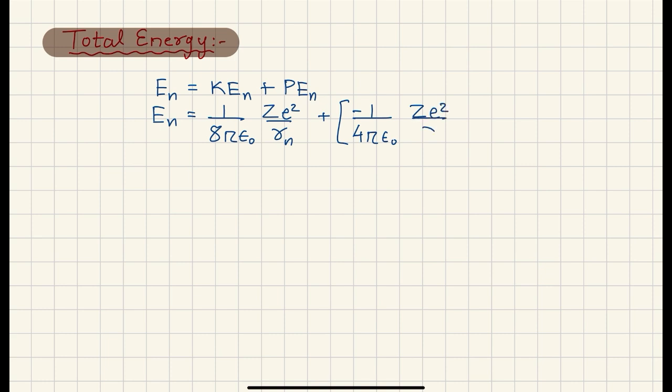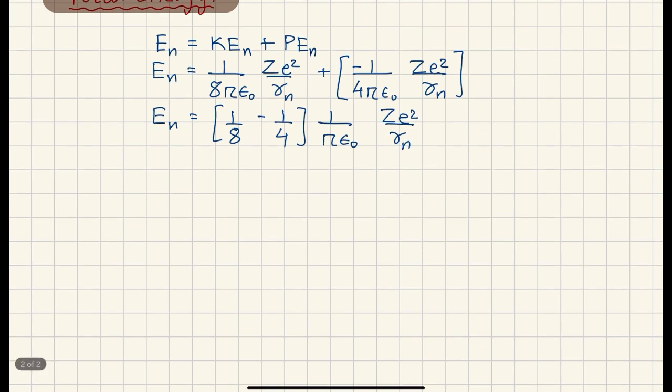With this, now I can simply see that most of the terms are already the same, right? Like 1 upon 4 pi epsilon naught, Z e square, rn, these are the same. So if I take those terms common, I have simply 1 over 8 here and minus 1 over 4 there. And that leaves me 1 upon pi epsilon naught Z e square over rn. And this, my friends, we know. So En will be minus 1 over 8 pi epsilon naught Z e square over rn.